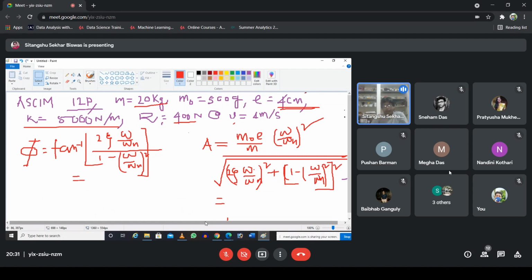Now somebody calculate the amplitude and the phase angle. So phi is coming as 5.994. Yes, sir, it is in radian. You convert into degree. What is A coming? So then I can put it.